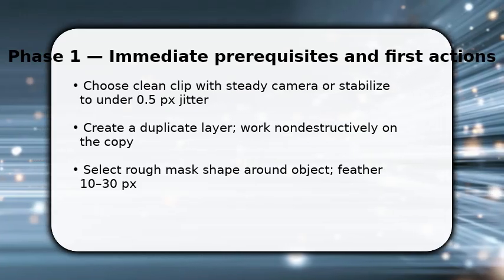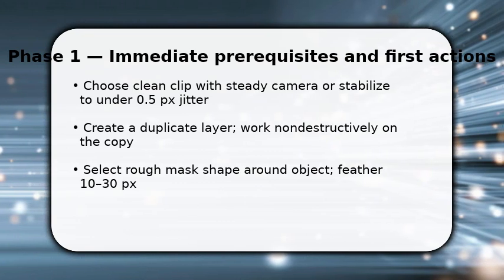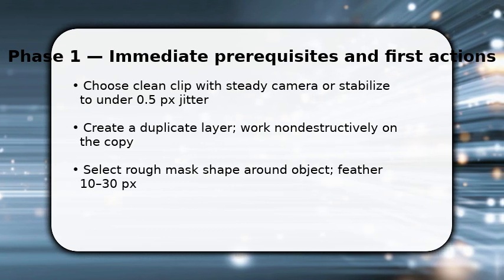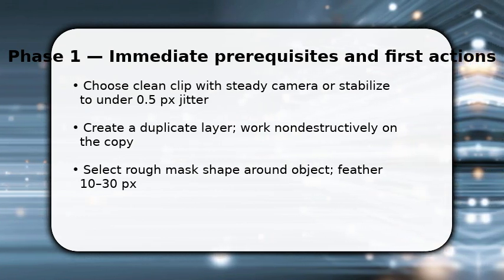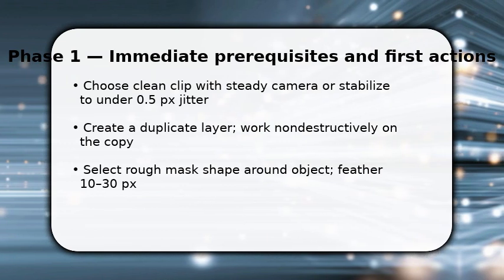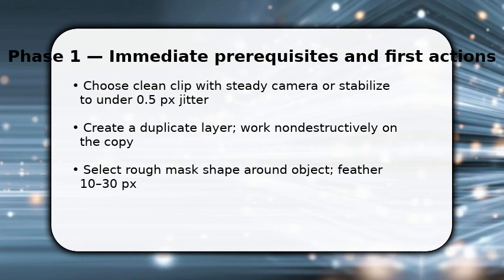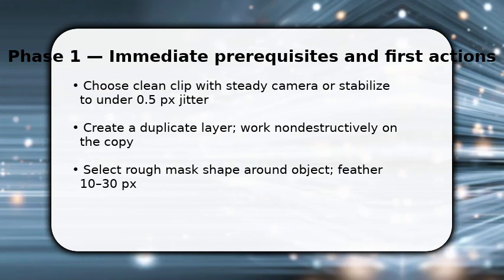You start by locking the clip and assessing motion. If the camera moves, stabilize first so the object path is predictable. Once done, duplicate the layer to protect the original and draw a rough mask tightly around the object you want gone. Make sure to feather that mask between 10 and 30 pixels so edges blend.